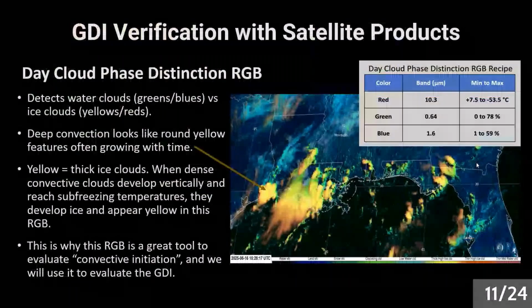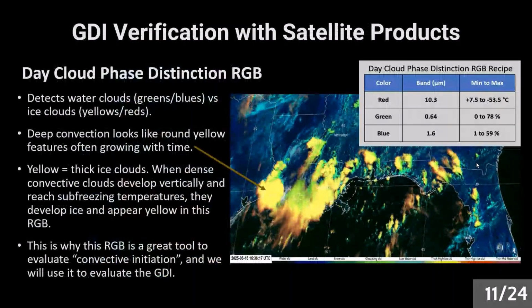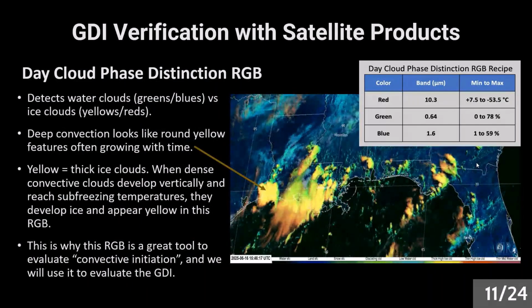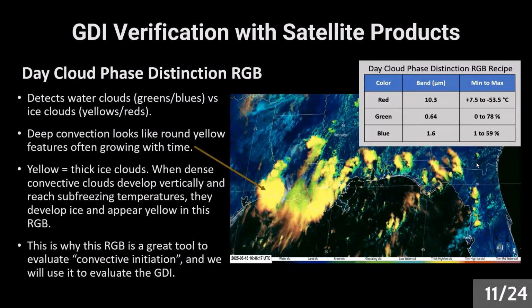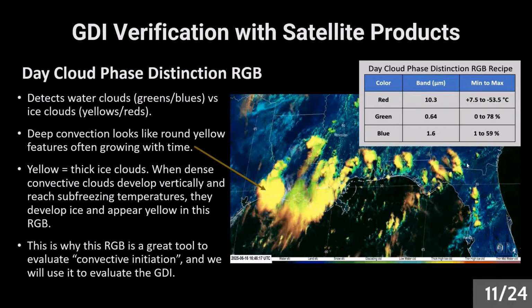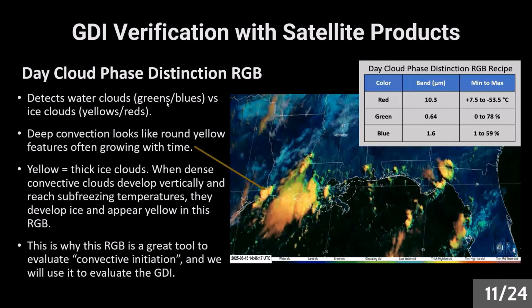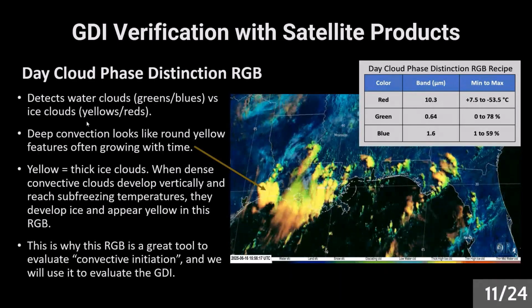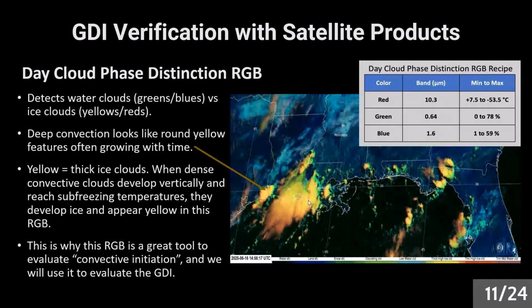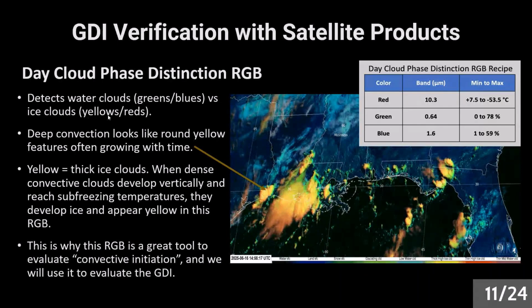So, let's do a quick review of the current situation with the GDI. We're going to use satellite products for verification. And a product that I really like among many, and I was showing at the beginning of the session, is the day cloud phase distinction RGB. This RGB helps to detect water clouds, greens and blues. And this is not today's situation, FYI. This is another situation, but this RGB detects water clouds and also ice clouds with yellows and reds.